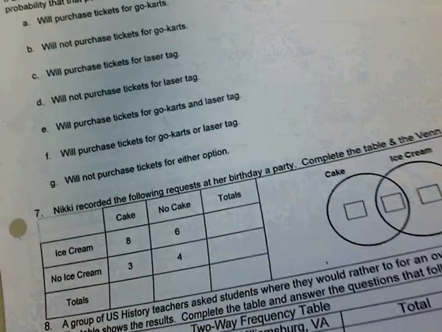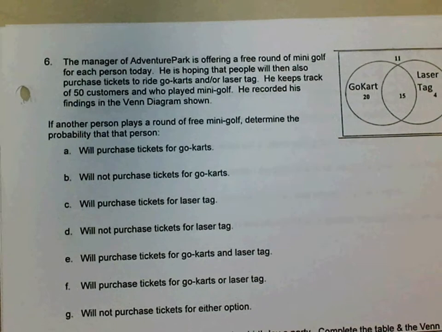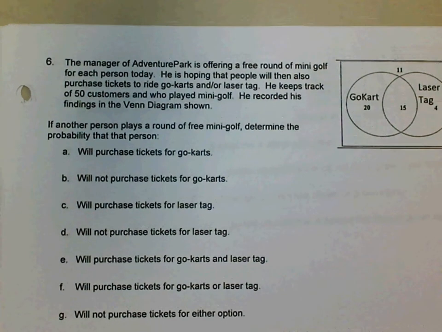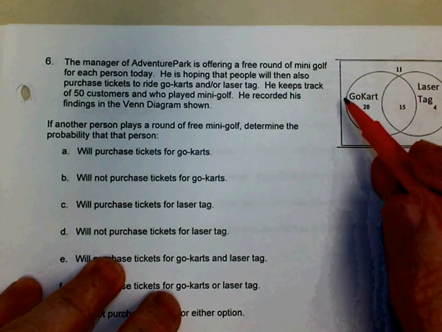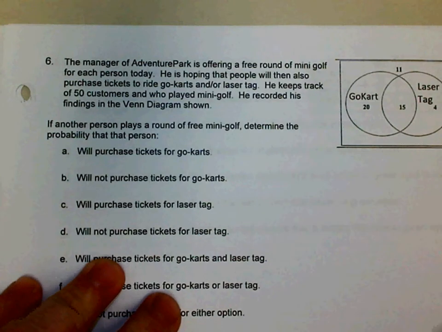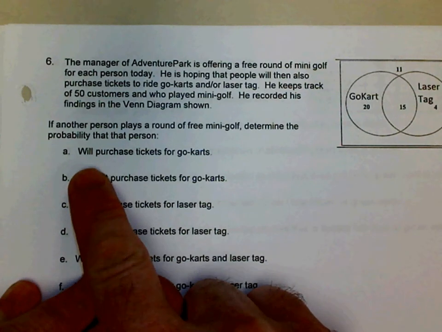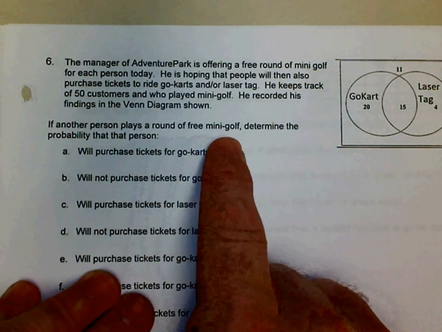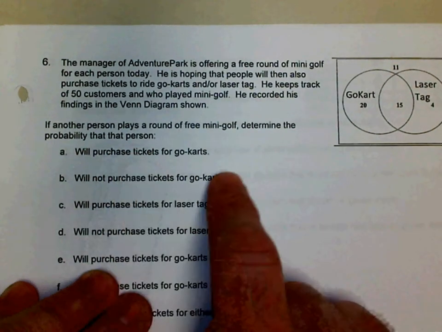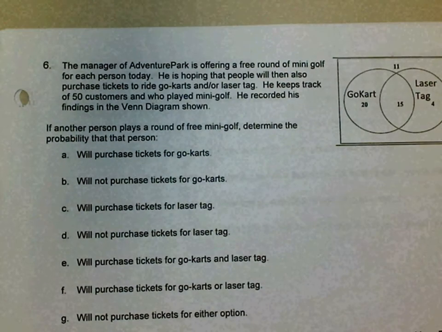In this one, we've got a manager at Adventure Park, and he's offering a free round of mini golf for each person today. He's hoping that people will then also purchase tickets to go on the go-karts and laser tag. He keeps track of 50 customers who played mini golf. He records that information over here. Let's analyze his data for him. If another person plays a round of mini golf, determine the probability that that person will do these. So based upon his data, that next person, what's the probability that they'll do this?